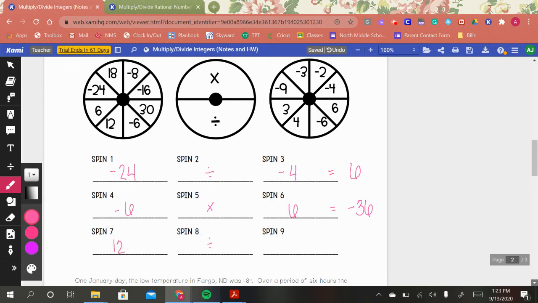And we'll divide it by negative 6. 12 divided by negative 6. Opposite signs means my answer is going to be negative. 12 divided by 6 is 2.